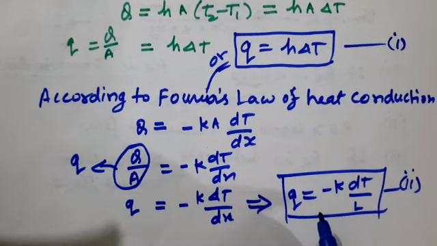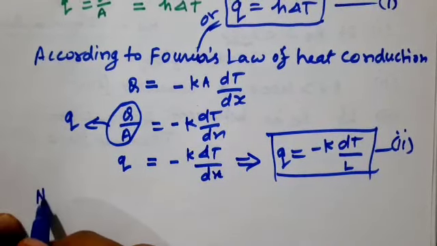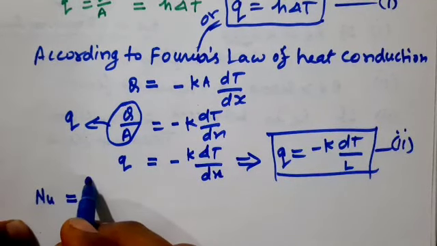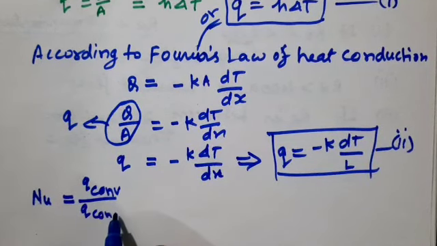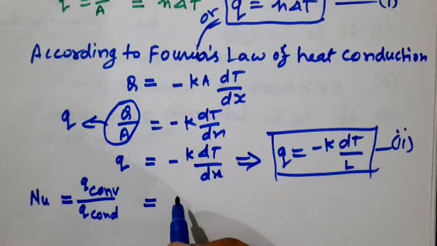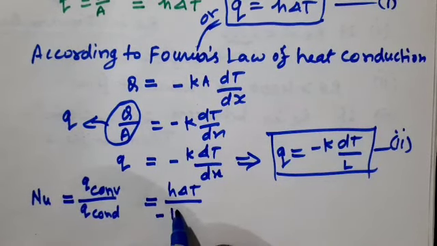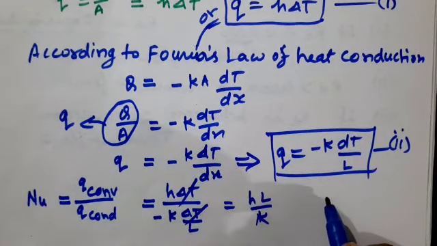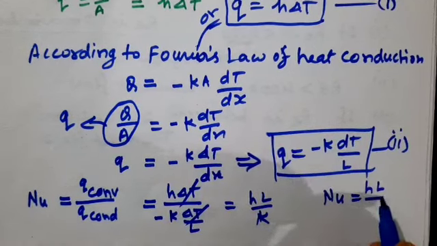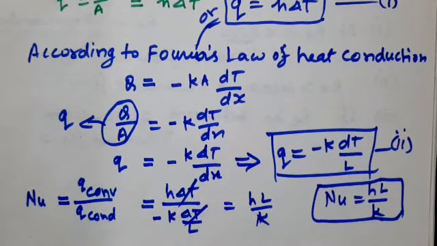So this is the equation for conduction, and this is the equation for the convection. So we can say Nusselt's number Nu is equal to heat flow in convection upon heat flow in conduction. So this will be actually H delta T, this value, upon this value minus K delta T upon L. Hence, we can say Nusselt's number is equal to HL upon K. Now we will discuss its dimensions.